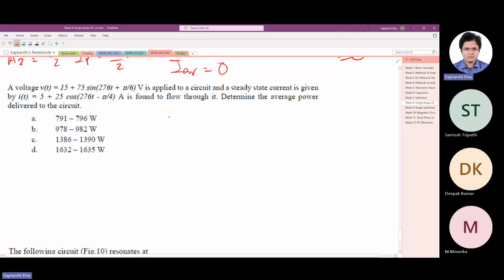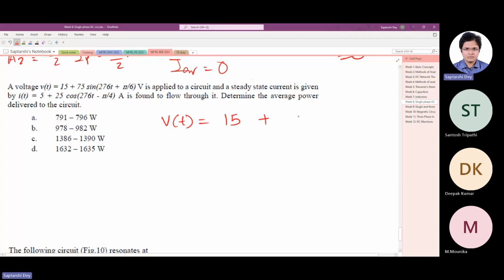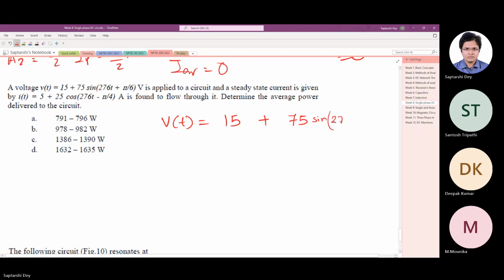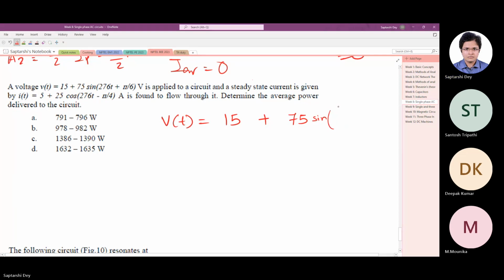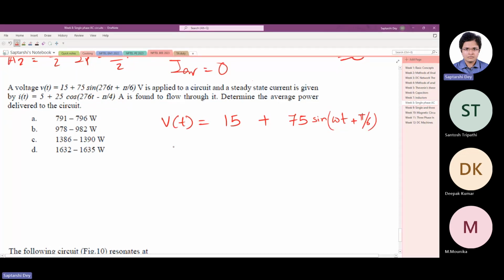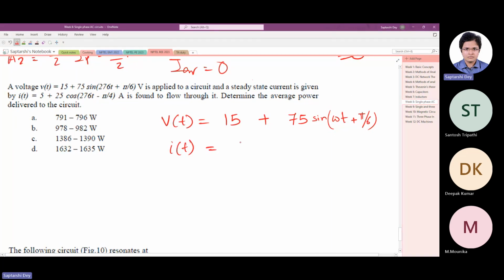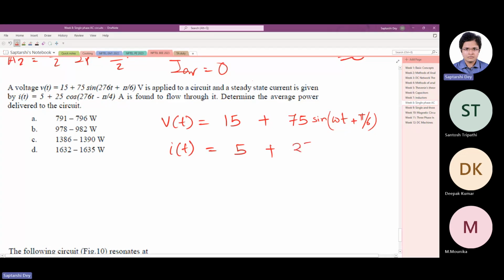In the voltage, we have a DC component and 75 sin(omega t + pi/6). In the current, we have another DC component, 15, plus 25 cos(omega t - pi/4).